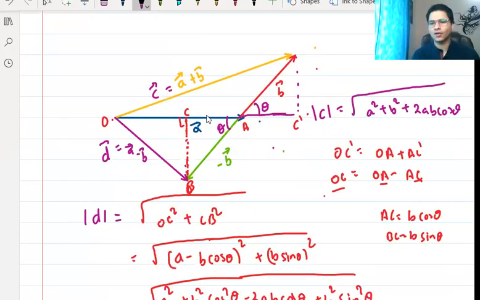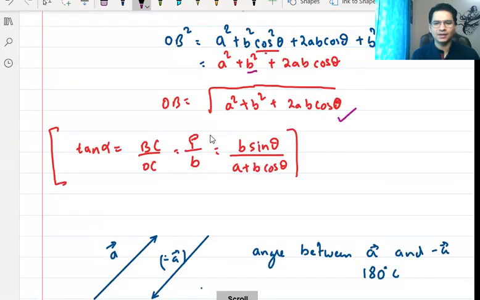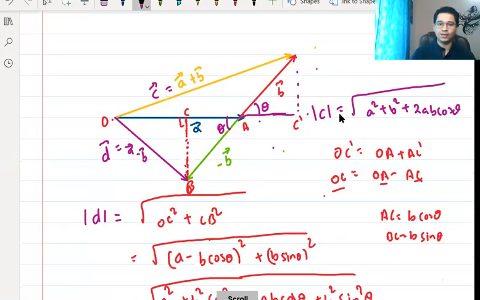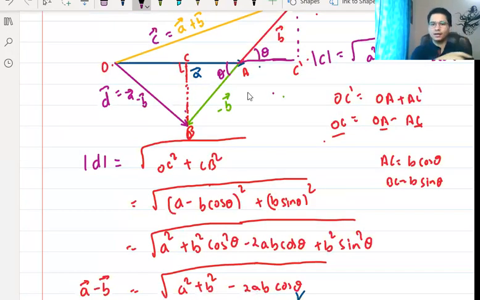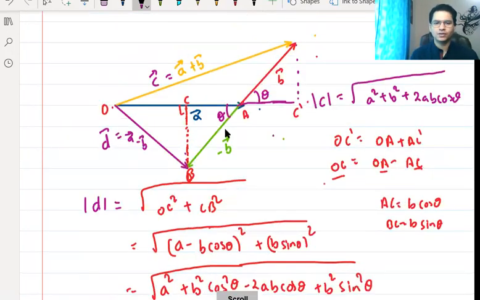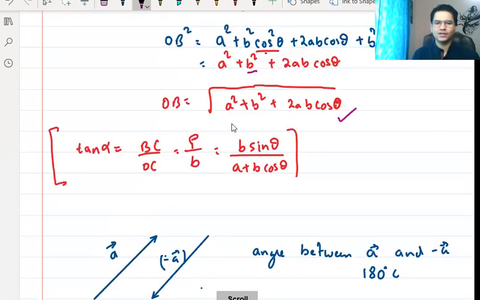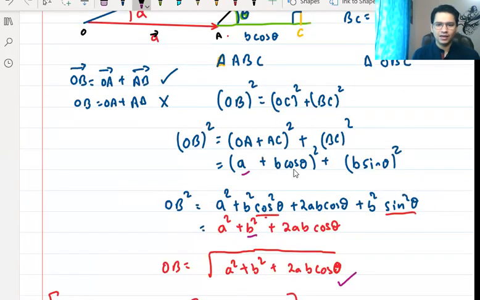In the same way, if you calculate A minus B, minus means opposite. So what will change, sir? Look here, what did you do here? A plus B cos theta.